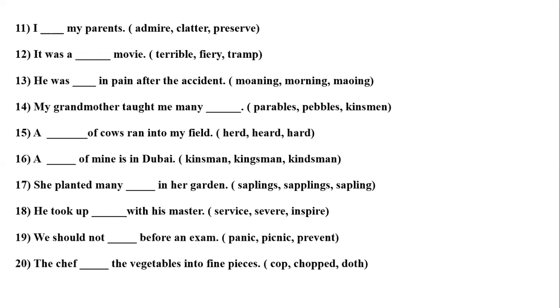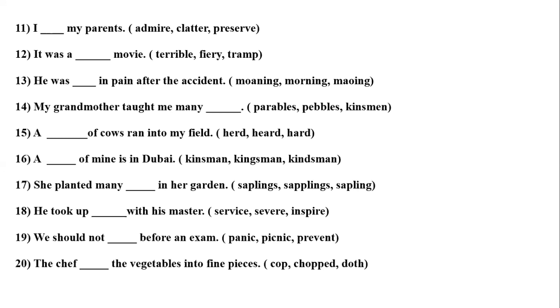I dash my parents, in brackets: admire, clatter, preserve. The 12th one, it was a dash movie. Terrible, fiery, tramp. He was dash in pain after the accident. Moaning, morning, mowing. Next one. My grandmother taught me many dash. In brackets: parables, pebbles, kingsmen. A dash of cows ran into my field. Herd, heard, hard. Next, the 16th one. A dash of mine is in Dubai. Kinsman, kingsman, kindsman. Which one is the correct one?